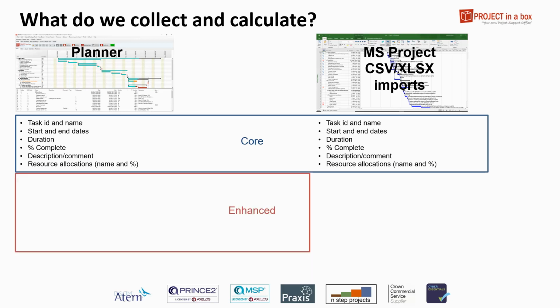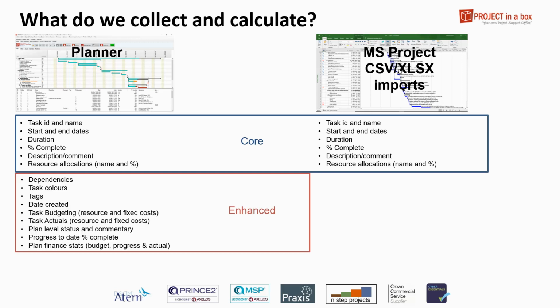We then have an enhanced set of data that we just bring from Planner because it's our own tool. We can be completely in control about all that. And here, for example, we do bring dependency information, which means in the main system, when you look at tasks from different sources, if it's come from Planner, you'll see the dependencies showing. If you bring it from Microsoft Project, you won't see the dependencies showing because we don't bring dependency information. We bring task colors as well, which allows you to identify different tasks in different colors.